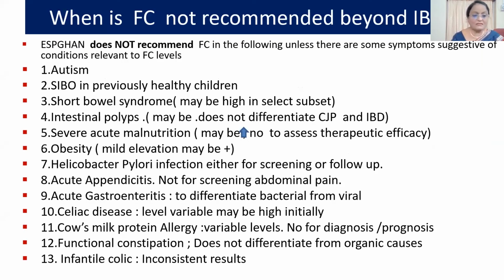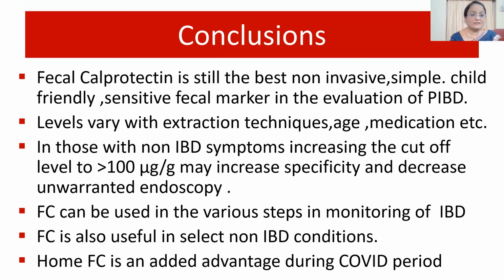There's a long list up to 13. I will just mention some of them: infantile colic, functional constipation, cow's milk protein allergy, celiac disease. Do not do this. Intestinal polyps, in all these it may be mildly elevated and will unnecessarily cause more confusion. So in conclusion, ladies and gentlemen, I would like to say fecal calprotectin is still the best non-invasive, simple, child-friendly, sensitive marker in the evaluation of PIBD.